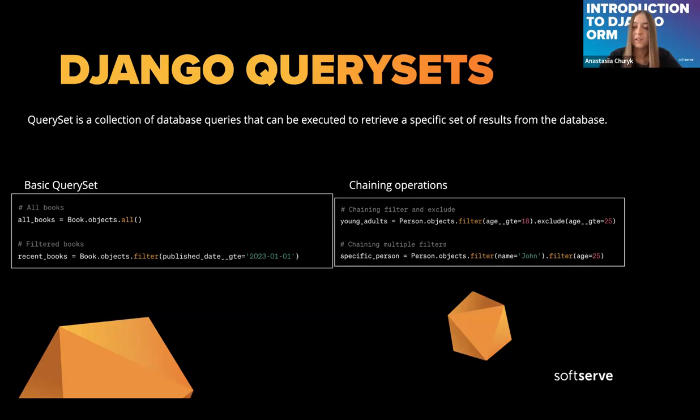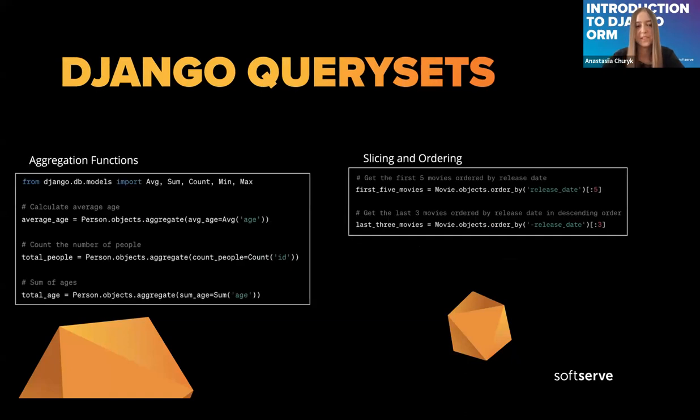Chaining operations. You can call filter or exclude or other model methods one by one if you need more than one operation. Aggregation functions are also available in Django models. Here we have an example of getting the average value, count, sum. Also, we have minimum, maximum, and other aggregation functions. As you can see, it's very easy to use.